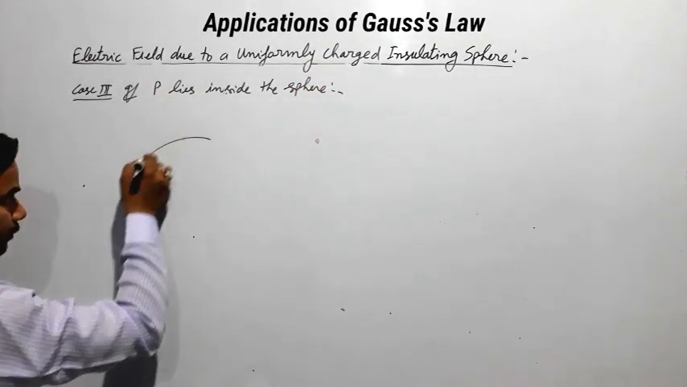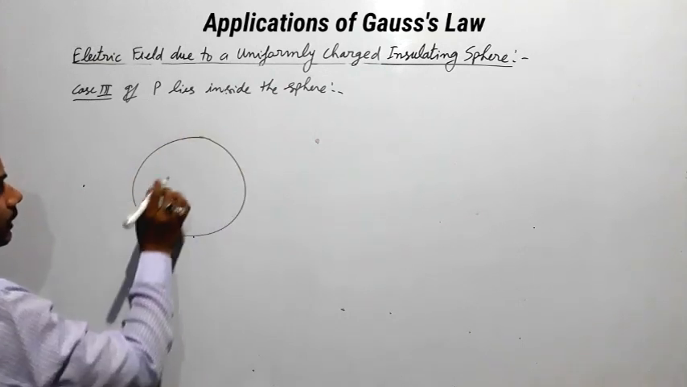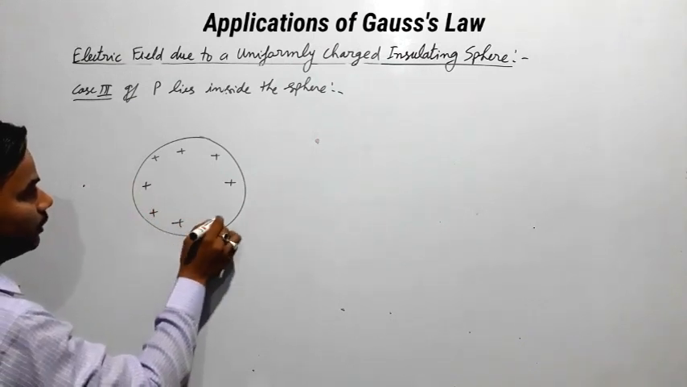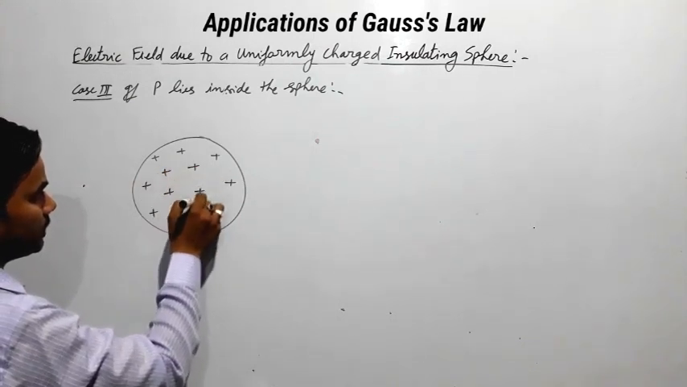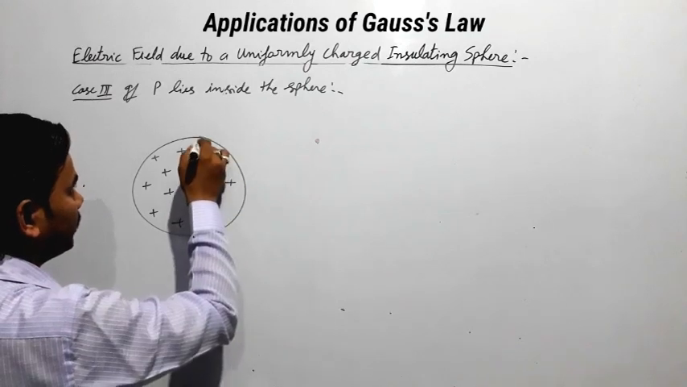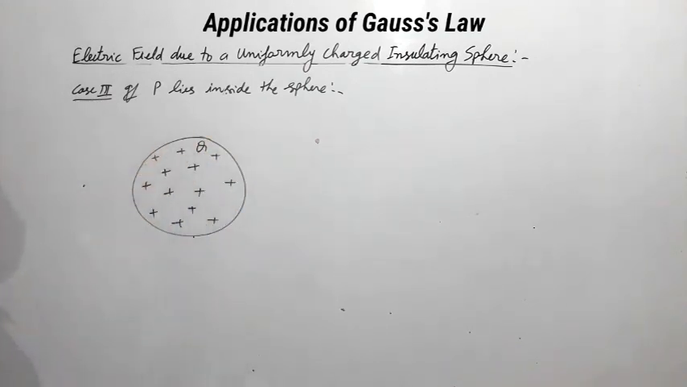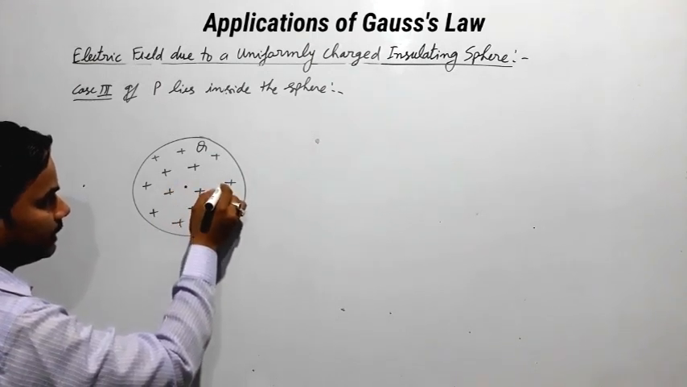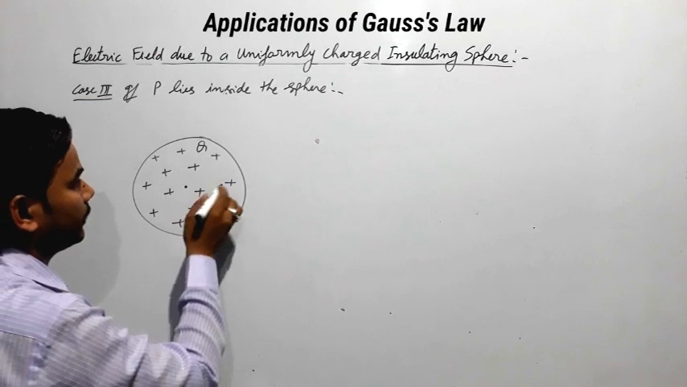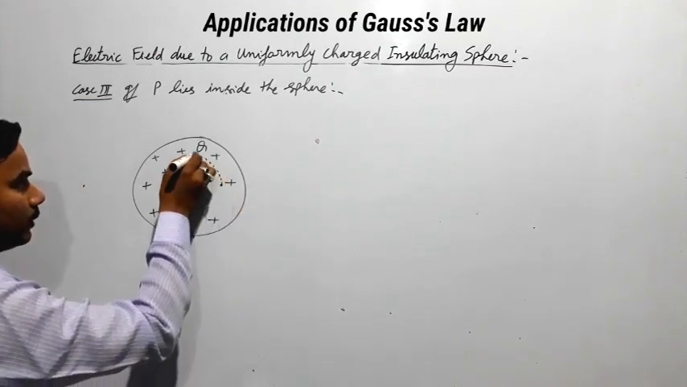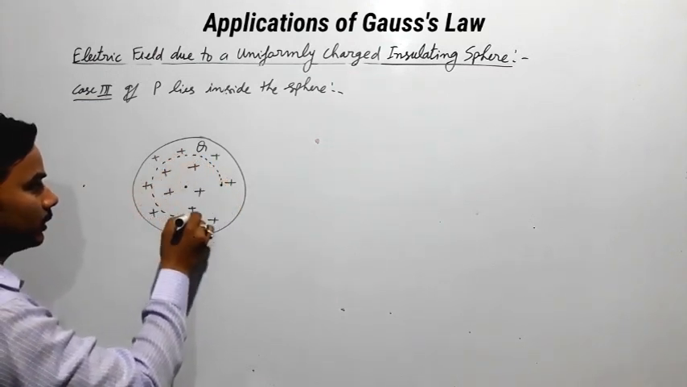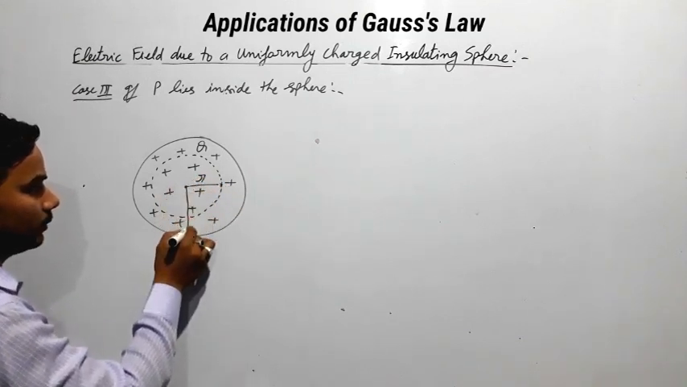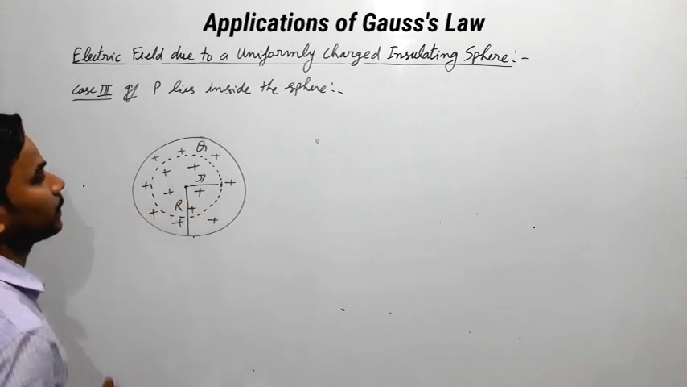Now we consider this is an insulating sphere and total charge is distributed in the whole volume of this sphere. Capital Q charge is distributed over its whole volume. Now we consider point P lies inside the sphere. So we consider this is a Gaussian surface of radius small r, and the radius of this sphere is capital R.